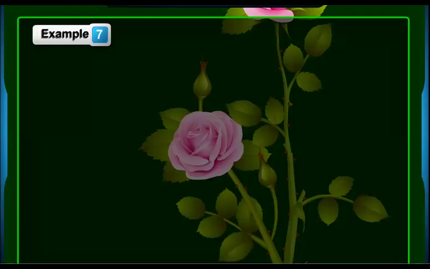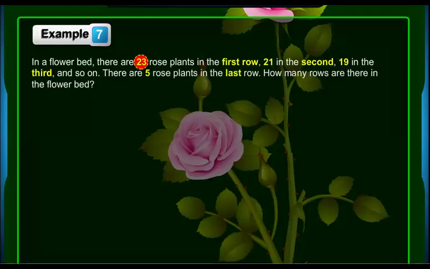Example 7. In a flower bed, there are 23 rose plants in the first row, 21 in the second, 19 in the third, and so on. There are 5 rose plants in the last row. How many rows are there in the flower bed?